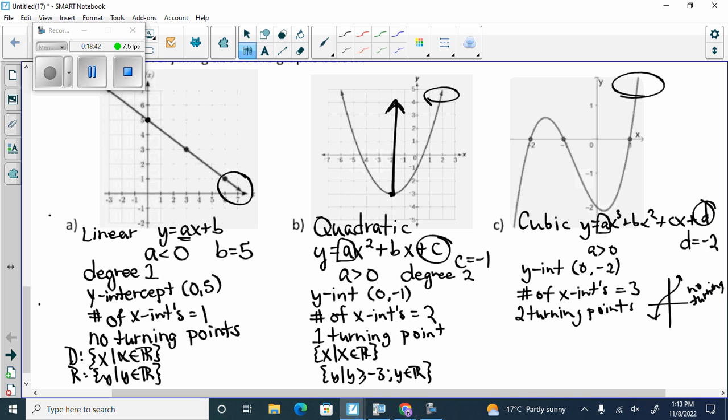If it has 1 turning point, it's for sure quadratic. If it has 2 turning points, it's for sure cubic. If it has no turning points, it could be degree 3 or 1. And then my domain and range, when it's an odd degree and not a word problem, x is all real numbers, y is all real numbers, because the arms go out for left and right, and up and down.